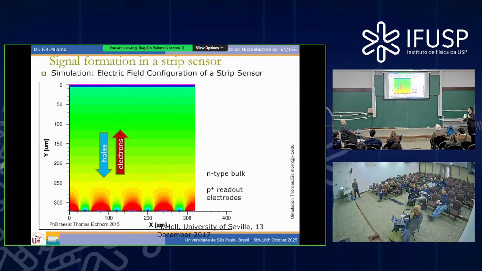And we made simulations of TCAD. Okay, very important to know after a design. This is just for illustration purposes, but it was in a PhD thesis in 2015, also presented by Michael, and it's the electric field configuration of a strip sensor.